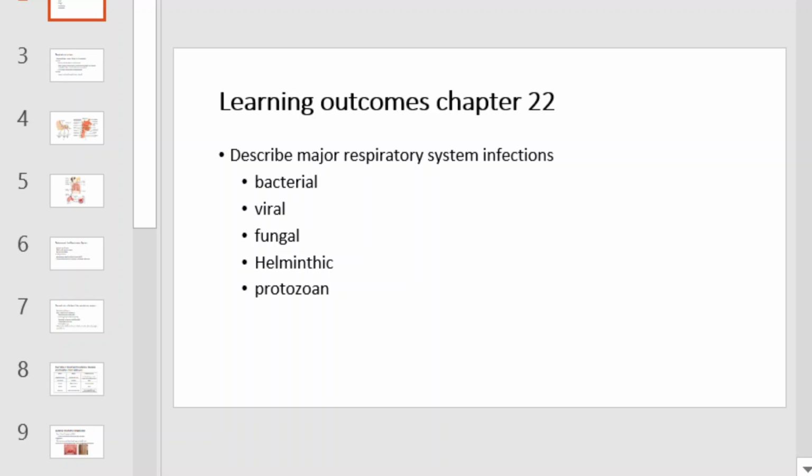Learning outcomes for Chapter 22 include being able to describe the major respiratory system infections caused by bacteria, viruses, fungus, parasitic worms or helminths, and protozoa.